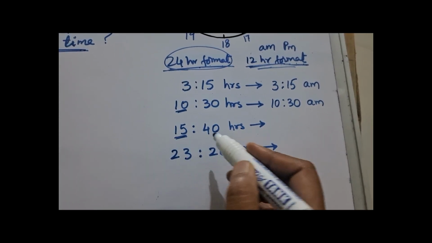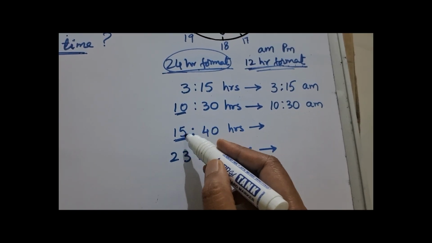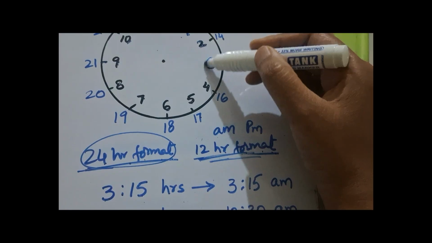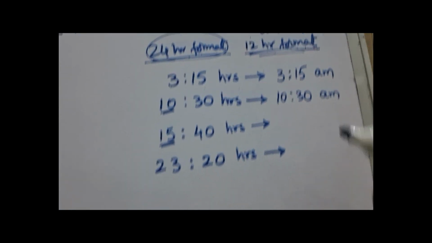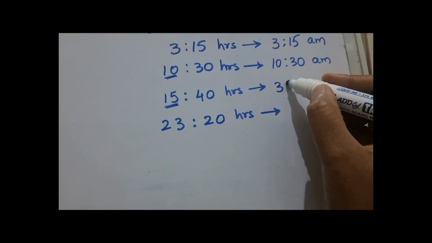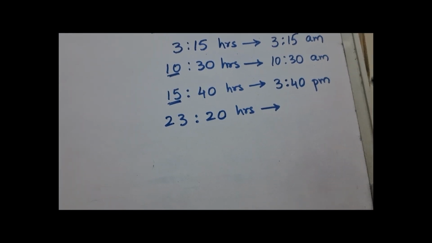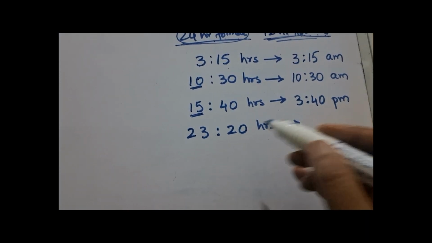Next. 15:40. So 15 is more than 12. More than 12 means we will be having 15 means 3 hours. So 3 hours 40 minutes PM. Okay, this will be PM.